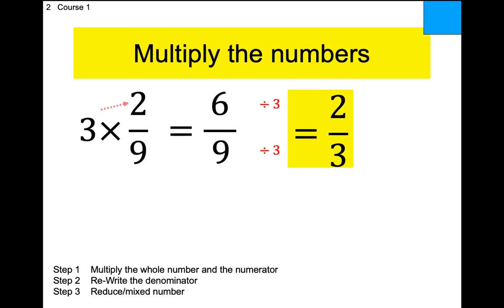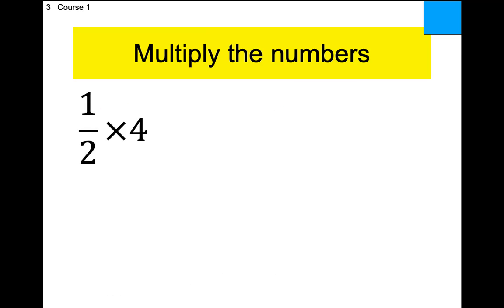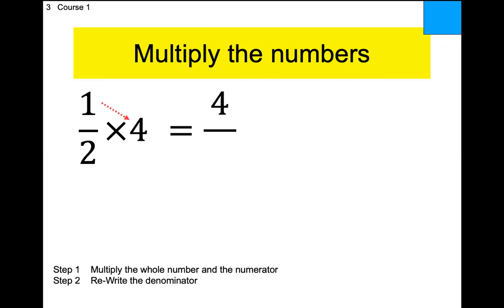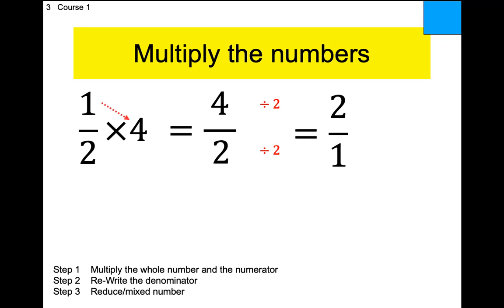Everybody okay? All right. Last one. Let's see. Fraction times a whole number. Same process. Numerator times whole number. 1 times 4 is, all over the denominator, which is... can we reduce that? Yep. Divide top and bottom by 2 gives us 2 over 1. What is that? Just 2, because 2 divided by 1 is 2. So plain old 2.